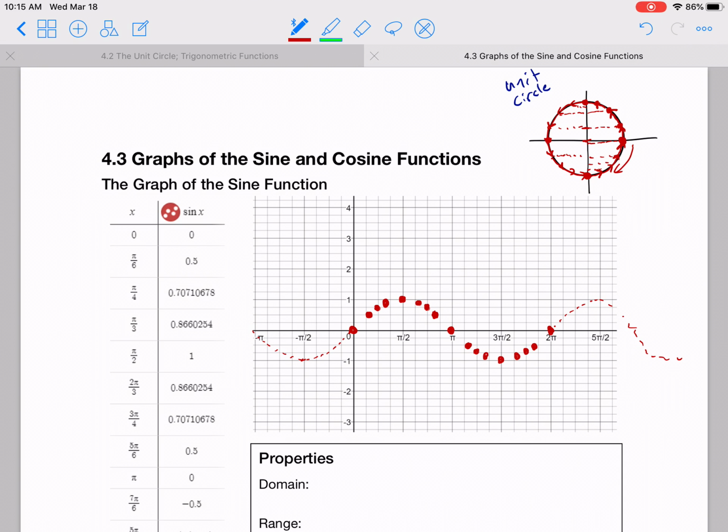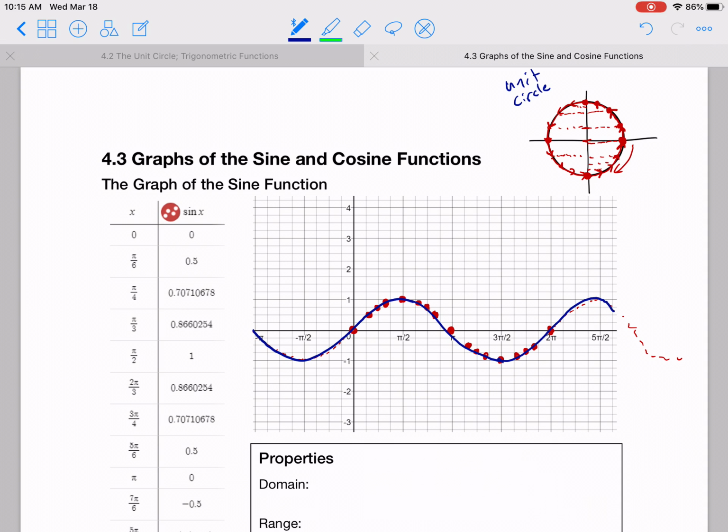And if you notice, as we plot these points out, it looks like a wave. And in fact, it's quite often called a sine wave. And so if we draw this in, we end up with what is called a sine wave if we were to stop and do every single point. Okay? And that's what a sine wave looks like.